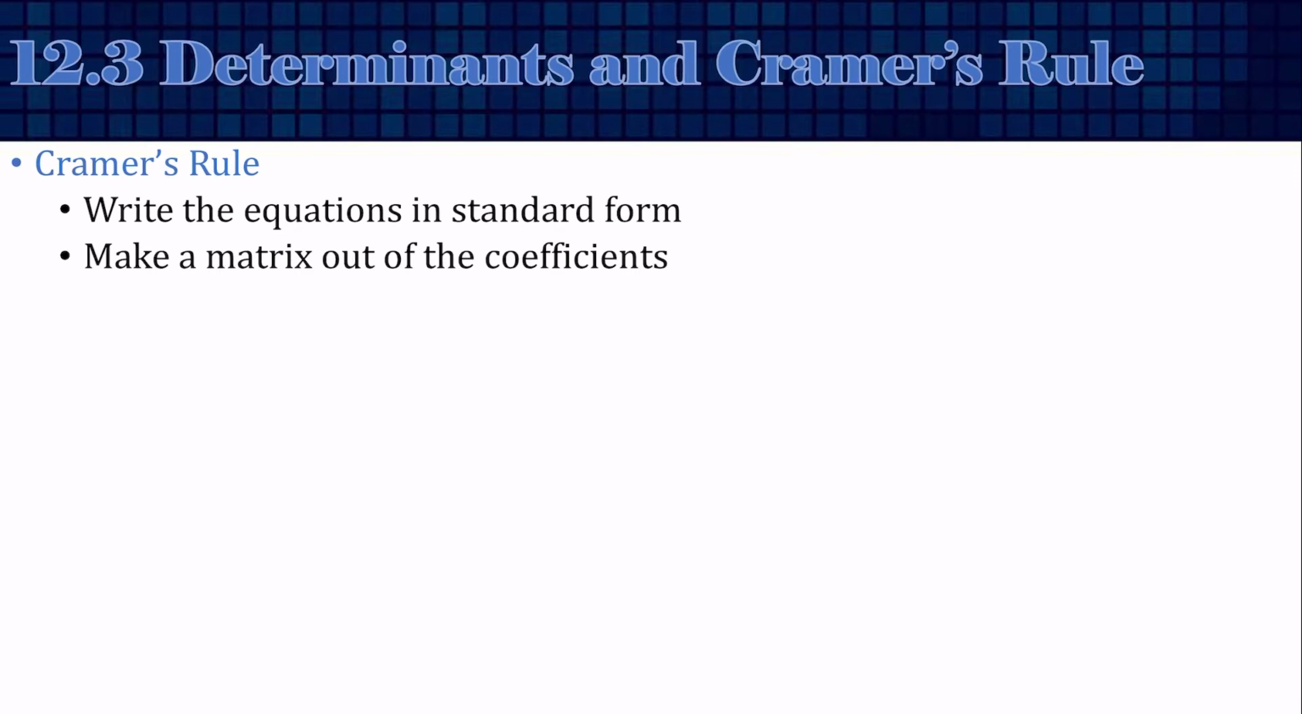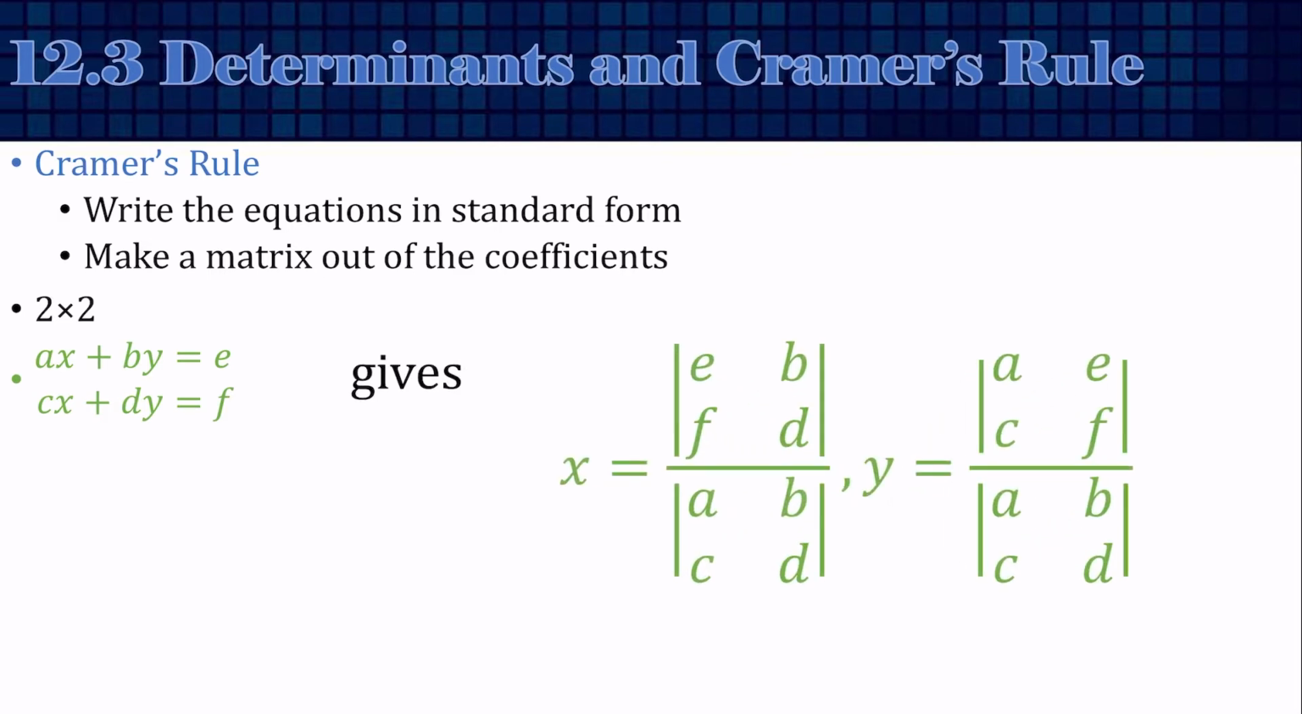And then we write some fractions. For a 2 by 2 system, if it's ax plus by equals e and cx plus dy equals f, we get this. x is that determinant over the other determinant, and y is that. What's really cool about Cramer's rule is you can solve for x or y without finding the other. All right. The bottom is all the coefficients.